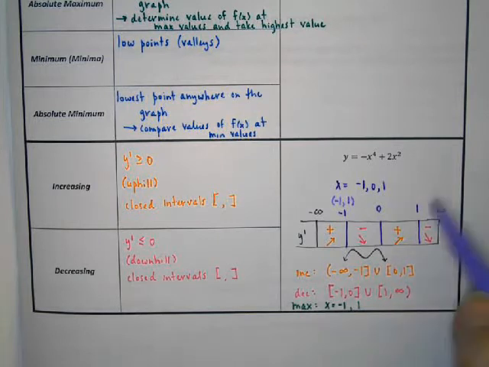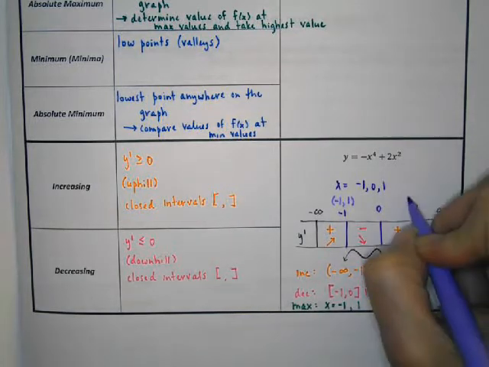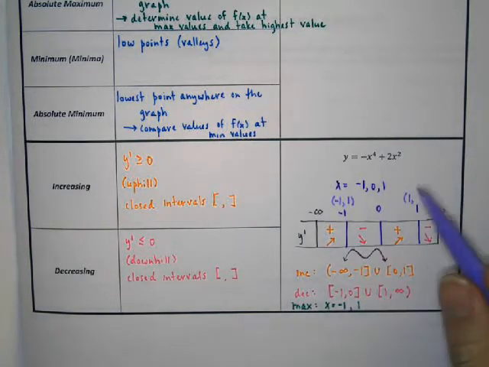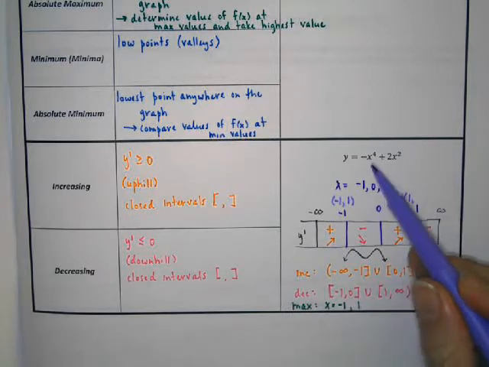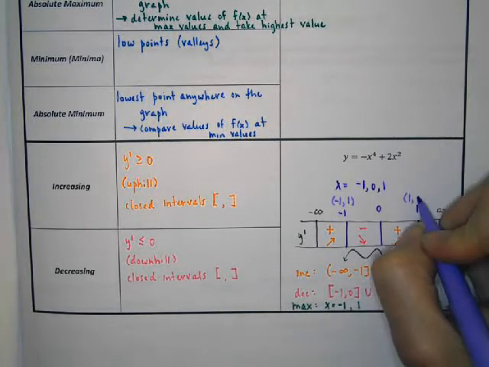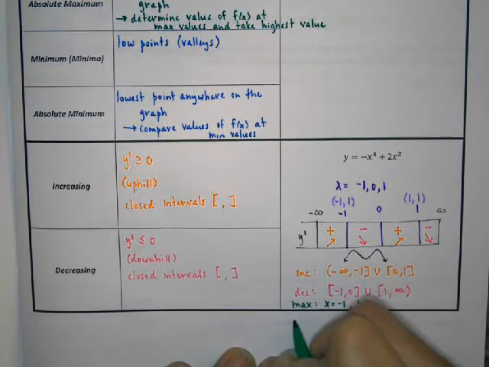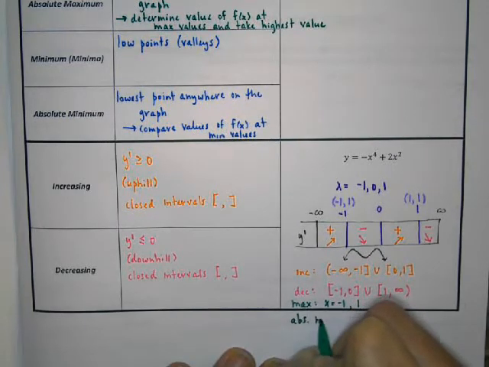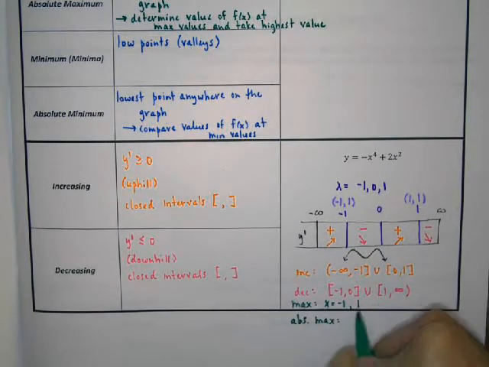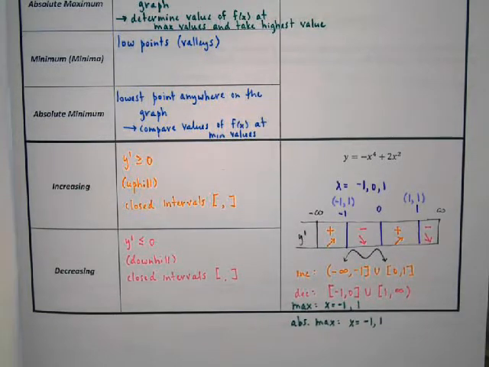And now I need to compare that to the value if I plug in 1. And you can tell pretty quickly I'm going to get -1 plus 2, which is also 1. So those are also both my absolute max. So I have an absolute max also occurs at x equals -1 and 1. They kind of tie for that absolute max value.